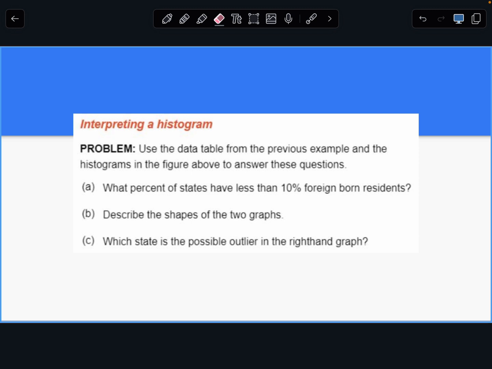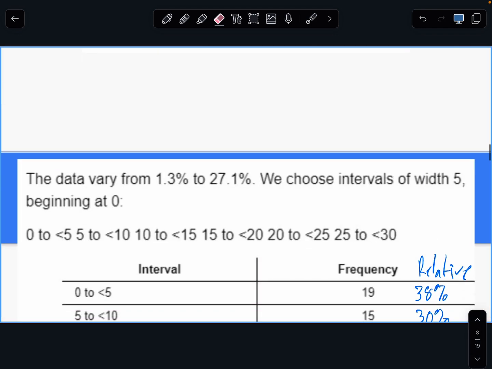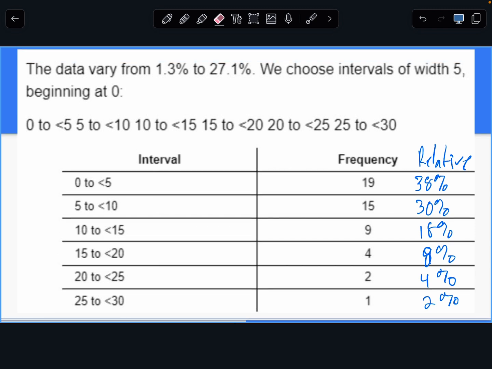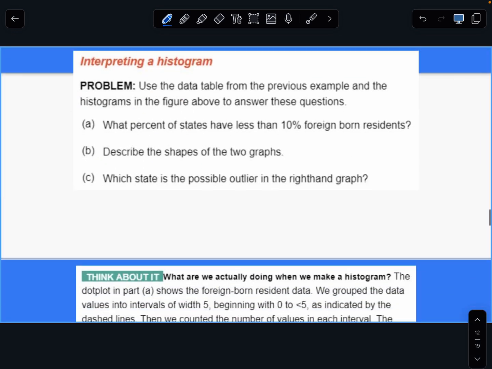Okay, our next problem. Use the data table from the previous example and the histograms in the figure to answer the questions. Okay, what percent of states have less than 10% foreign-born residents? We already did that, less than 10. If we come back up here, sorry, excuse me, less than 10, that would be these two combined, right? So that answer A would be 68.